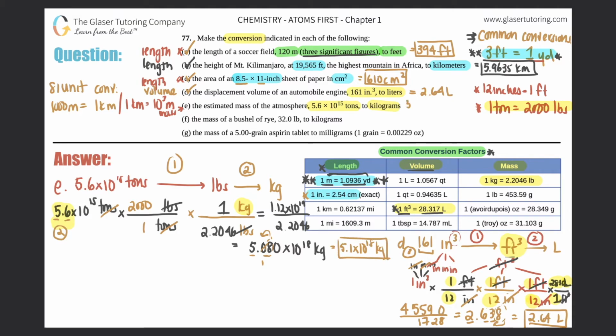So that's this one, 5.1 times 10 to the 18th kilograms. Just box these off. Okay, moving on. F. Got some room here.